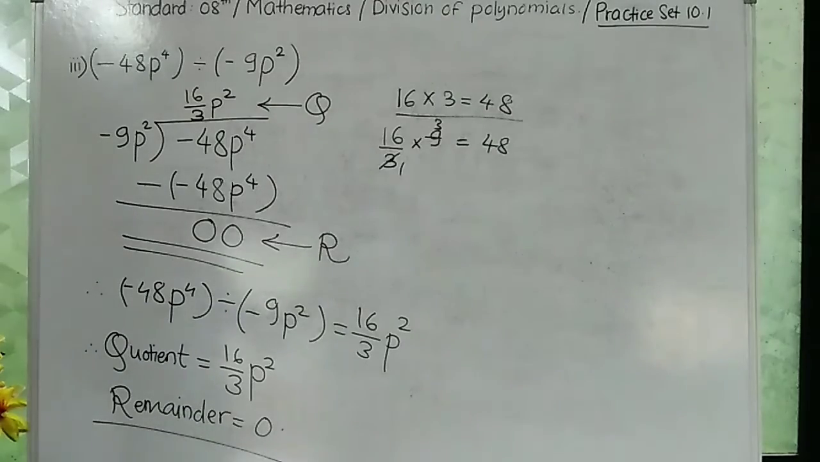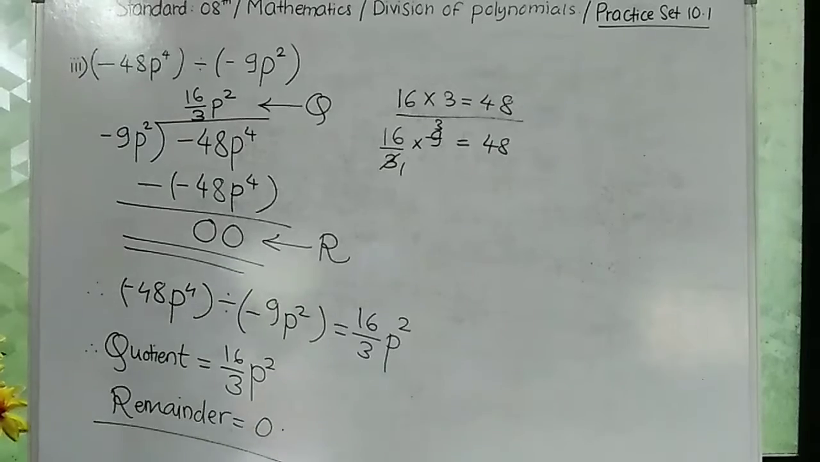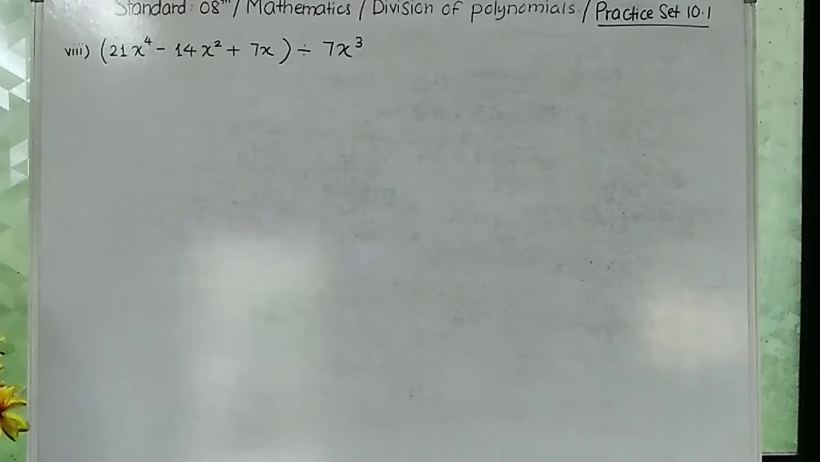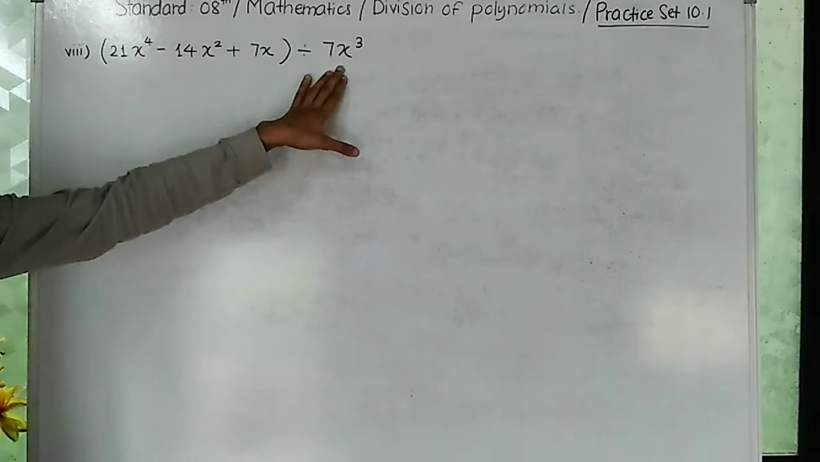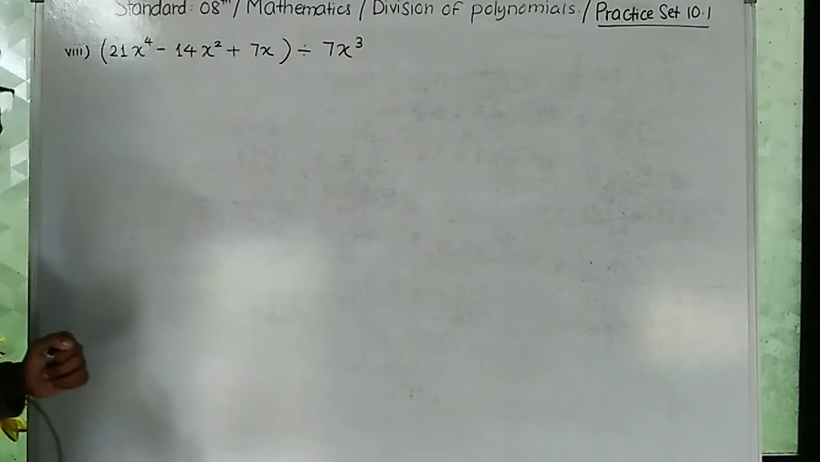Now to the next question. Now the next sub question is, we have to divide 21x raised to 4 minus 14x square plus 7x by 7x cube. Okay, so this is the dividend and this is the divisor, and we want to find the quotient and remainder for this polynomial.